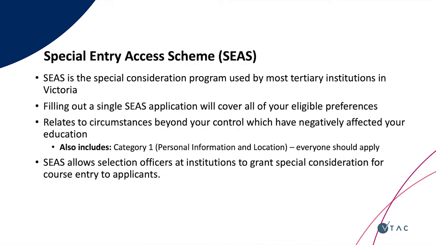So CEAS is the abbreviation for Special Entry Access Scheme, and it's a consideration program that applies across all of your course preferences. You only need to fill in one CEAS application, and it doesn't matter how many times you change your preferences, it will be applied to all of your preferences in your application. And it relates to circumstances beyond your control which have had a negative impact on your education. What it does is it allows selection officers at the institutions to grant special consideration for course entry based on those factors which they believe have impacted on the results that you achieved.